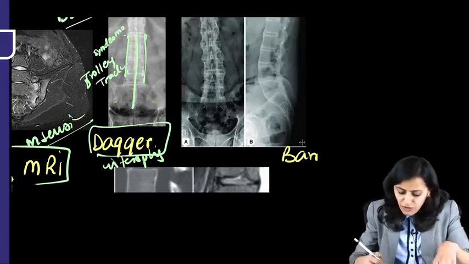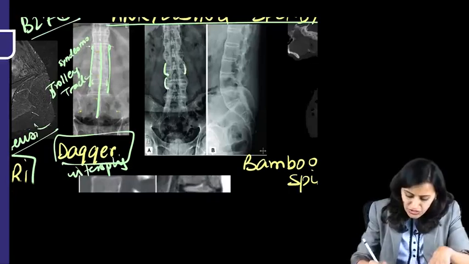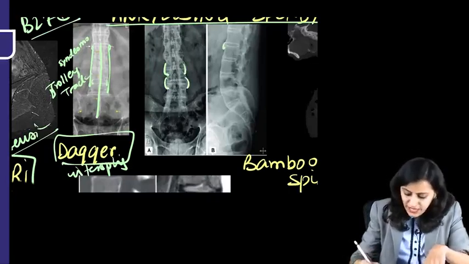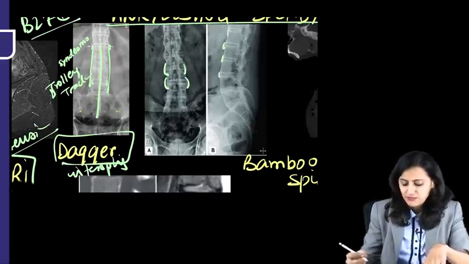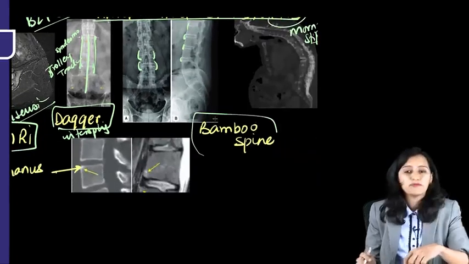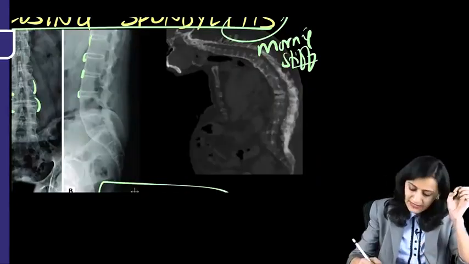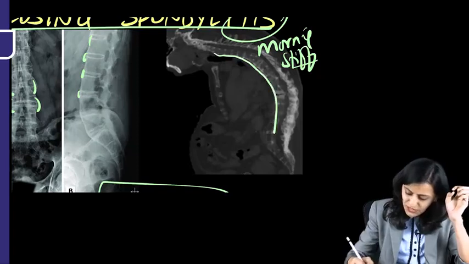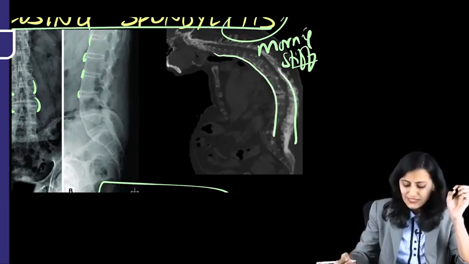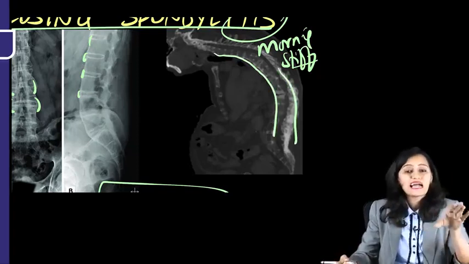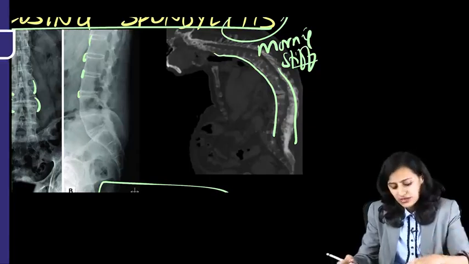Look at the fusion of all the vertebrae here by the formation of the syndesmophytes. This is called bamboo spine. What we see here is the entire spine is fused. The vertebrae are fused here. Even the facet joints are fused. So entire fusion, ankylosing spondylitis.